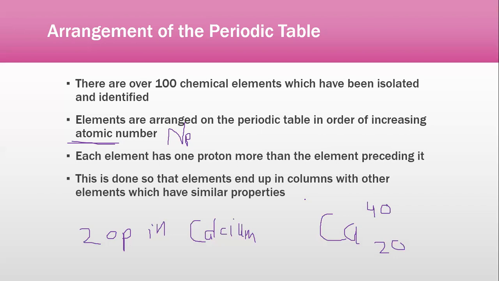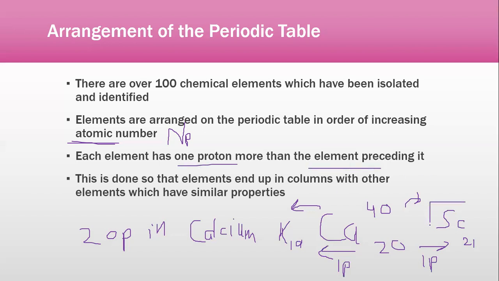Each element has 1 proton more than the element preceding it. मतलब क्या है इसके? जैसे before calcium, बिल्कुल पिछला element आपके पास potassium होता है, which has 19 protons, and after calcium we have scandium which has 21 protons. So each element before and after has a difference of 1 proton. Scandium is after calcium and it has 1 more proton than calcium. Scandium के 21 protons और calcium के 20 protons हैं.